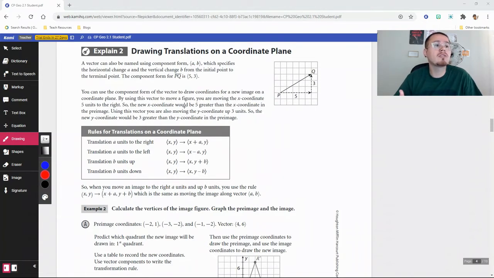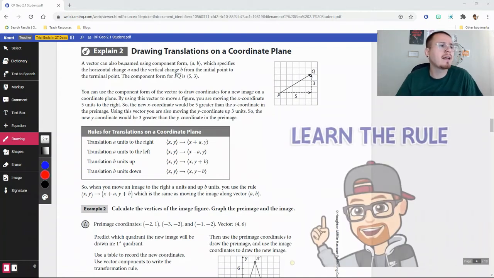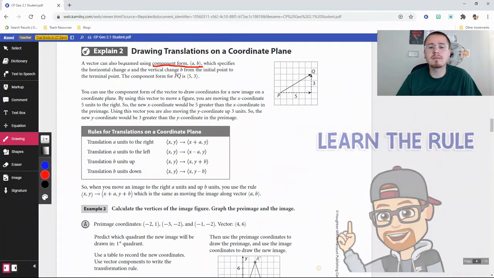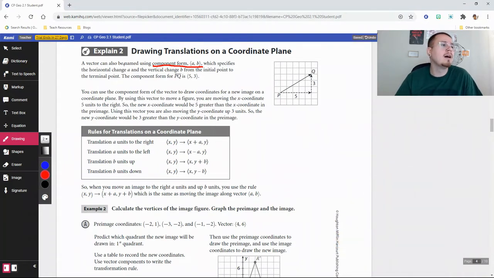So now, drawing translations on a coordinate plane. A vector can also be named using component form, and this is something that I never really had stick in my brain. So I would think that this is something nice for you guys to pick up on. It represents the horizontal change and the vertical change. Now, I hope that that's ringing some bells. Horizontal change, vertical change from the initial point to the terminal point. So then the component form would be PQ is <5, 3>.